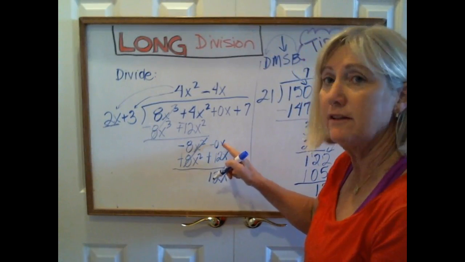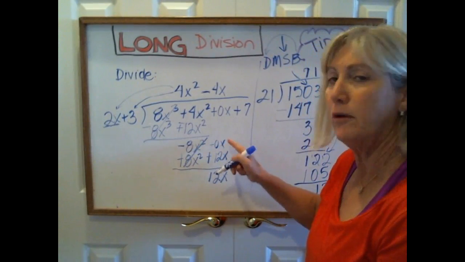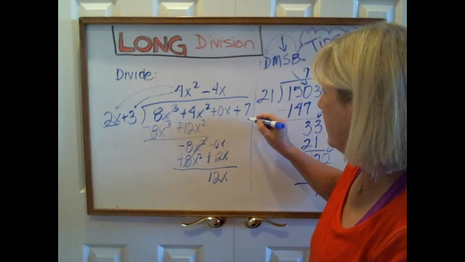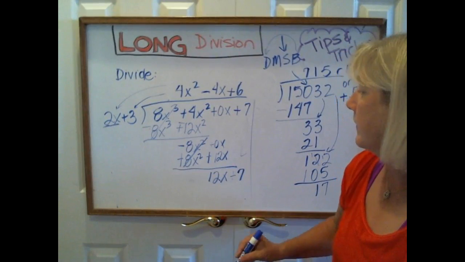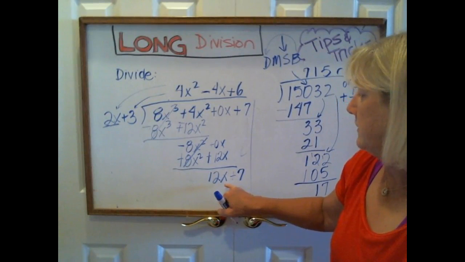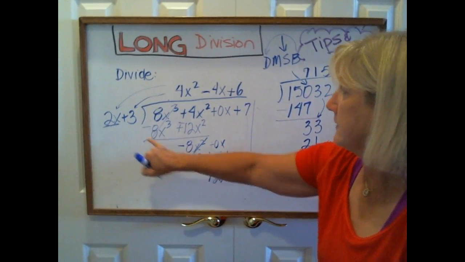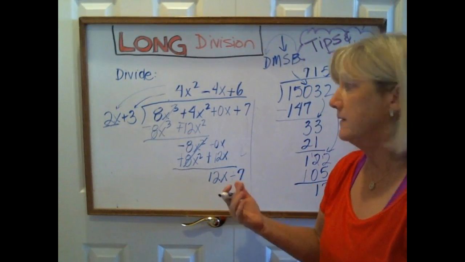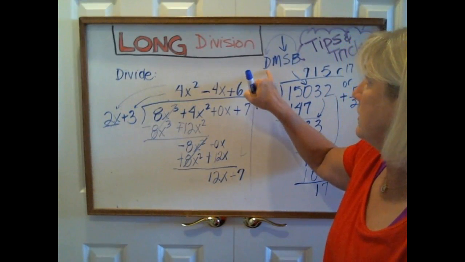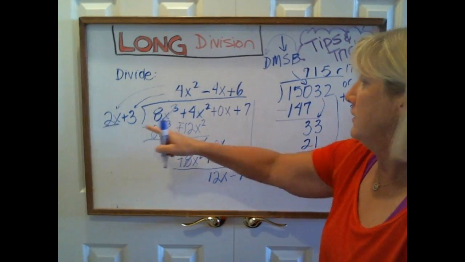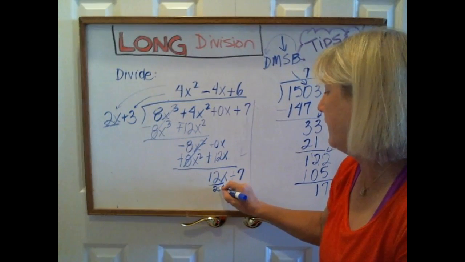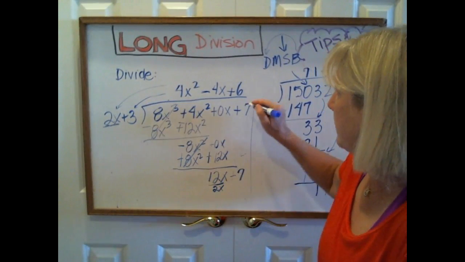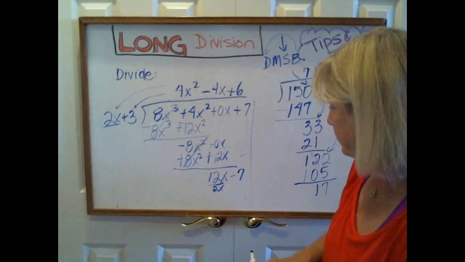Now we needed to have that 0x there. We would have had nothing to subtract because we need to subtract like terms. And then we bring down the plus 7. So now I notice that this x and this x are the same power, so I can still divide. So I'm going to do this one more time. I start with the divide. So I'm going to do 12x divided by the 2x. And so I get plus 6.